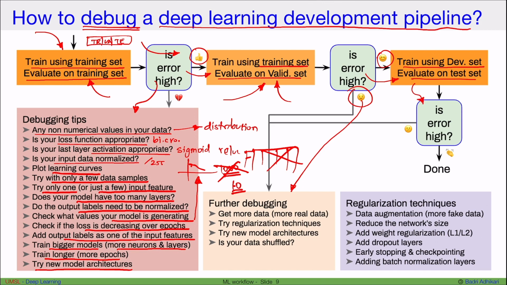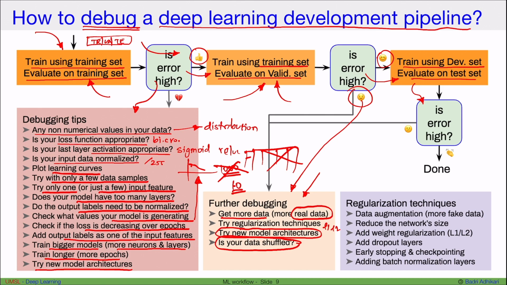So let's go back and look at the techniques to debug when your training accuracy is good, but the validation accuracy isn't really good. The first technique is to get more data. I mean more real data if you can. If you don't have very easy ways to get more data, then you want to try techniques of regularization, that is maybe L1 norm, L2 norm, etc. You also want to try new model architectures to see if the architecture that you are using is not the correct architecture. You also want to check if your data is shuffled or not.